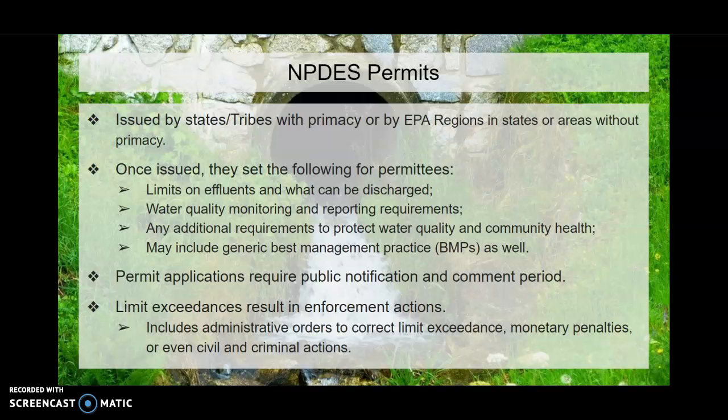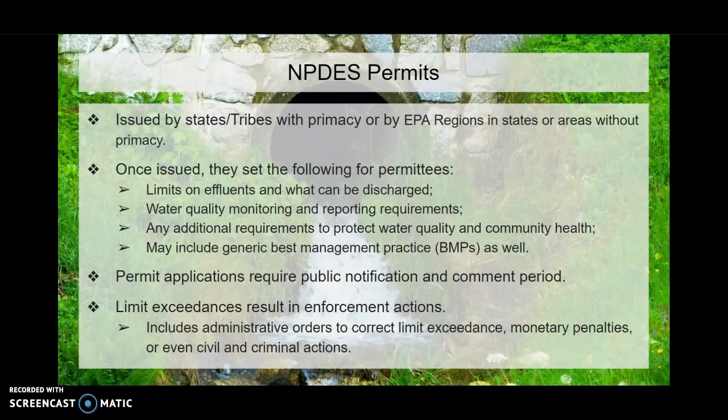So continuing our presentation on urban runoff, we'll pick up where we left off on NPDES permits. These permits are issued by the states and tribes with primacy, or by EPA regions in states or areas that are not granted primacy. And once issued, these permits set the following for permittees. Limits on effluents and pollutants that can be discharged into the waterways.